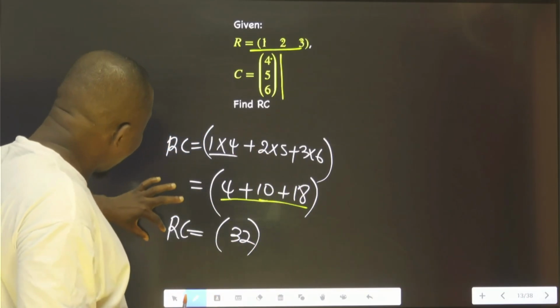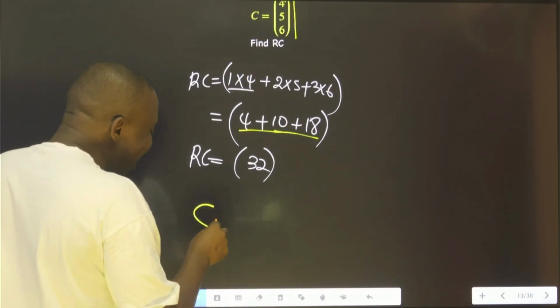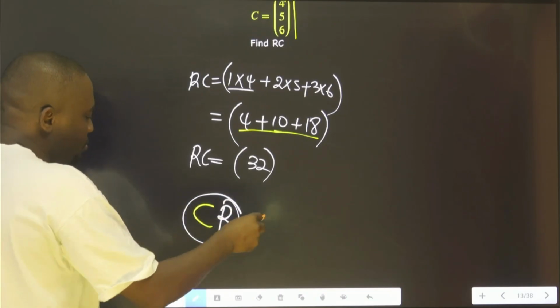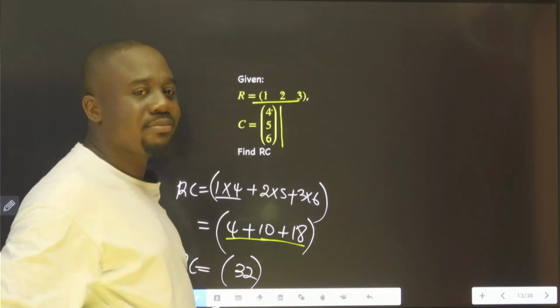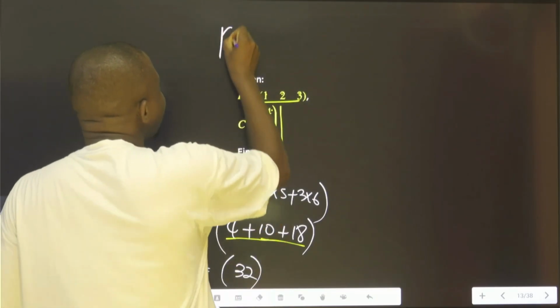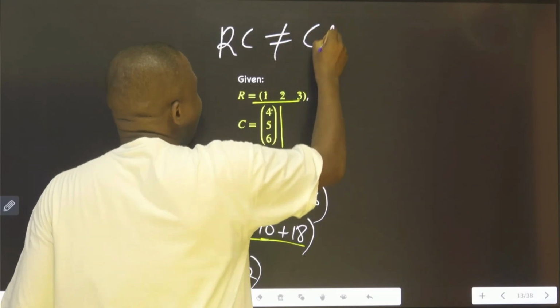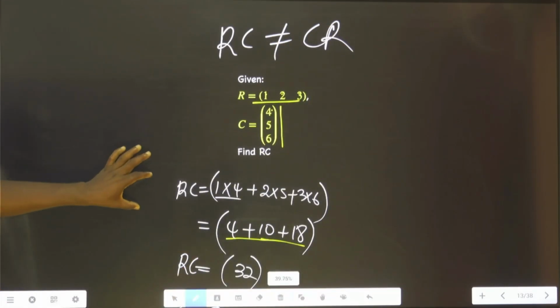And one thing you should know is, we cannot find CR. It's not possible. You cannot use this now to multiply this. It means RC is not equal to CR. They are not equal.